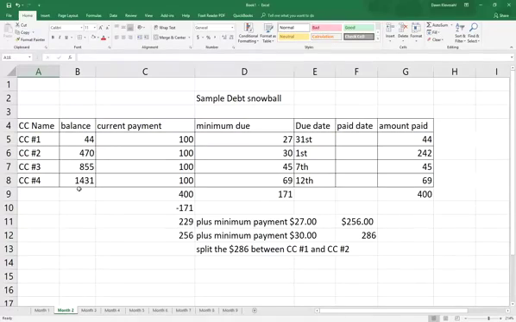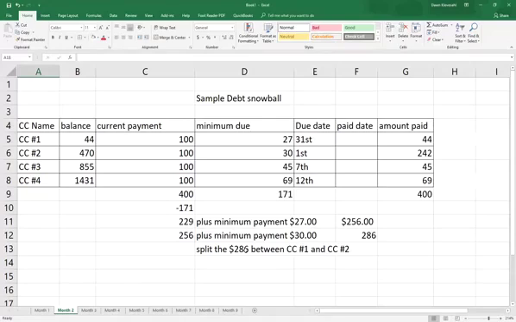So all of this is creeping down while we're throwing a large chunk of money at that first credit card bill. So now that the payment that we have, that $256, is actually more than what we owe, we're going to do something a little bit different. So we're going to go down to the next month here. So we have our $256. We're going to add the minimum payment for the next card. And that gives us $286 to pay between the first credit card and the second credit card.